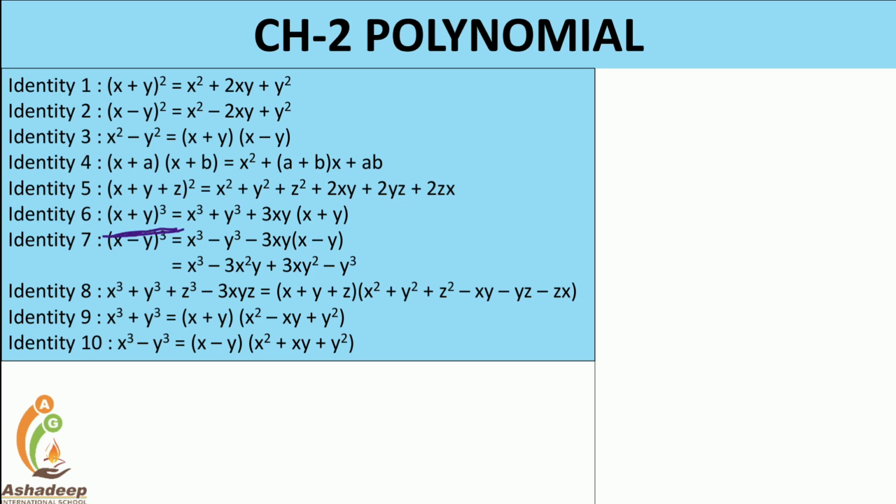Very important identity, x plus y whole cube: x cube plus y cube plus 3xy in bracket x plus y. And if it is minus, then wherever you find the plus, you need to put the minus. So x cube minus y cube minus 3xy into x minus y. If you want to go further, open up this bracket. So x cube minus 3x square y, minus into minus plus, so plus 3xy square, and minus y cube as it is. So you need to learn this.